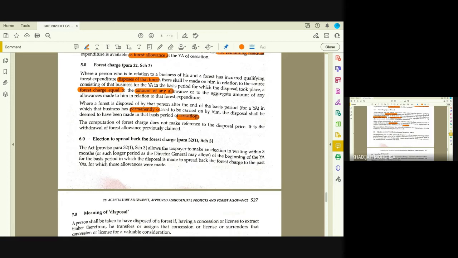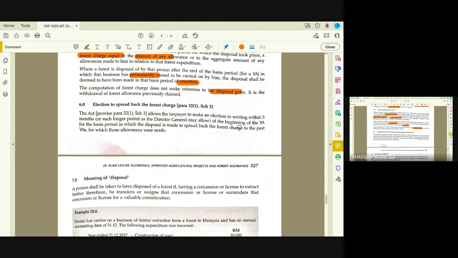Computation of forest charge does not make reference to disposal price. So this one is very important. Whenever there's a computation of charge, disposal value is irrelevant. Right, so how you compute your charge is that whatever allowance I have given to you is given as a charge in the year of cessation. It is the withdrawal of forest allowance previously claimed.